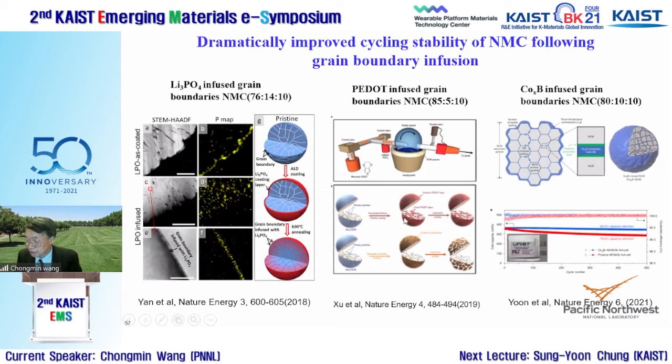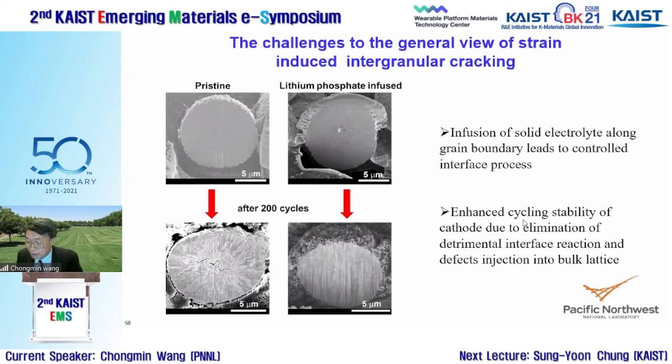You can see with this infiltration of the grain boundaries with the solid electrolyte, with three different electrolytes in here, they unanimously see the performance become much better and stable. So in microstructure, it's very interesting. In the pristine, if you do not put anything in the grain boundary, you get this so-called intergranular cracking, and if you put something along the grain boundary, for example, this comes from our group, you put the lithium phosphate in here, then after cycling, there's no cracking.